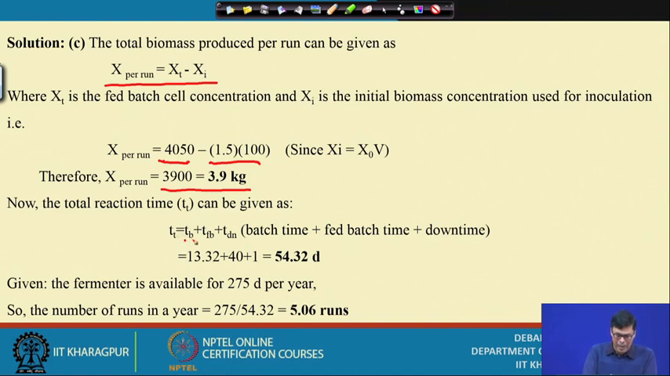This is the batch time, 13.432, and then the fed batch time required is 40 days, and the downtime required is 1 day. The total time is required like this. So, how many runs, because we have to operate 275 days. So, divided by 54.32, that means you have to conduct 5.06 runs.